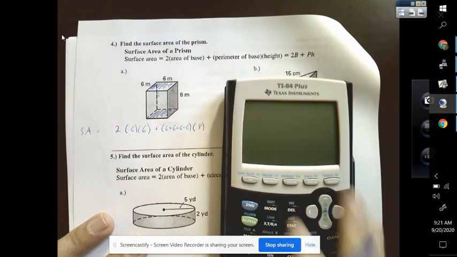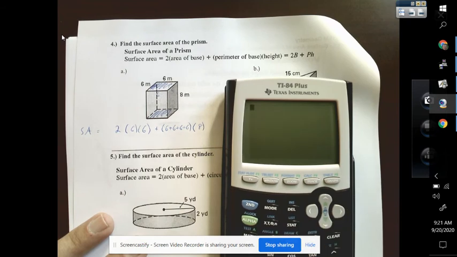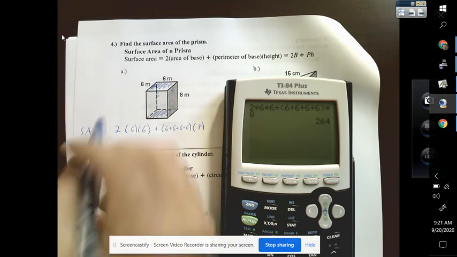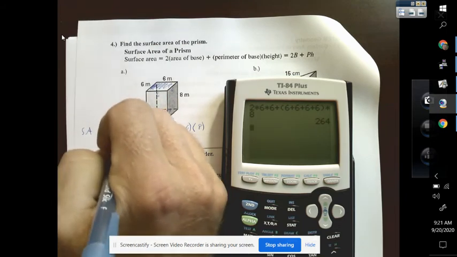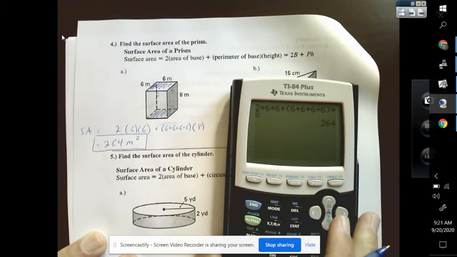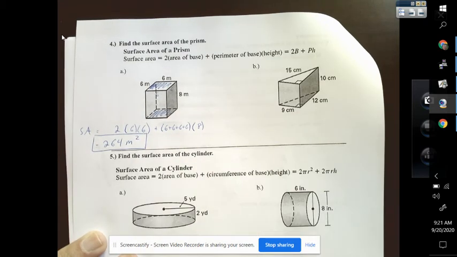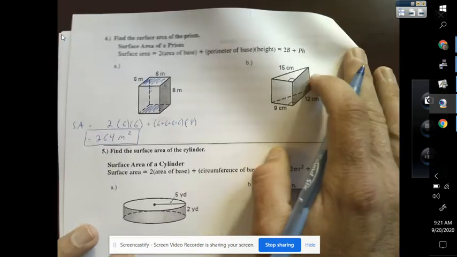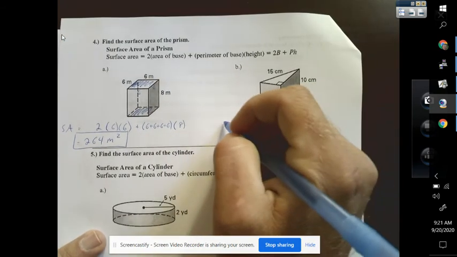Cool, show that first step. Once you show that first step, now I'm going to put everything right into the calculator. Okay, and then times 8, boom, 264. Now, please be careful. It's 264 meters squared. Units are one of the most important things with this problem, okay? So please be careful. To the right, things get a little bit more difficult.